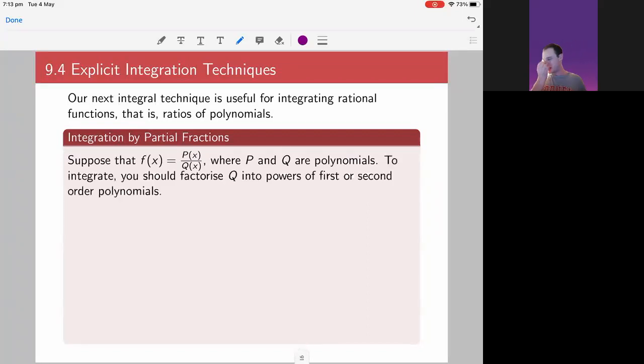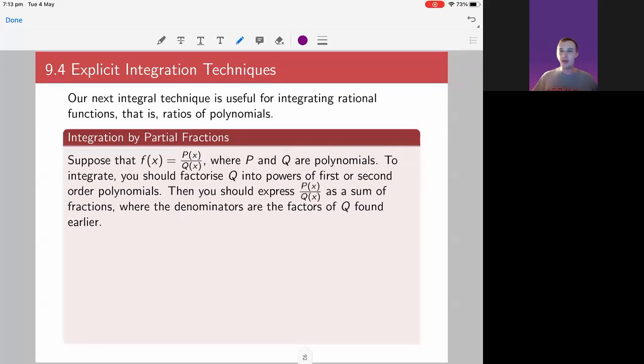Now, roughly speaking, in order to do integration by partial fractions, you really need to factorize the denominator into products of polynomials that are either quadratics or linear terms. Once you've done that, roughly speaking, you try and write this fraction as a sum of other fractions, and the denominators of all of these new fractions are these same factors of q that we just found. Now, of course, this is very abstract. Let's try and give a concrete example of what I mean by this.